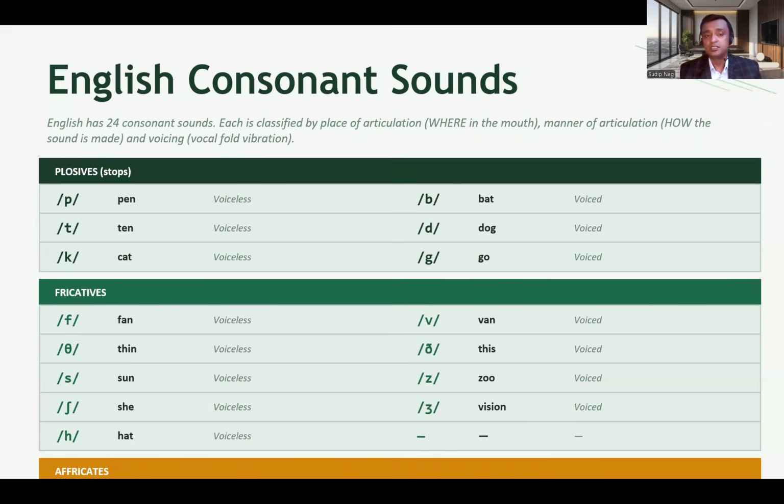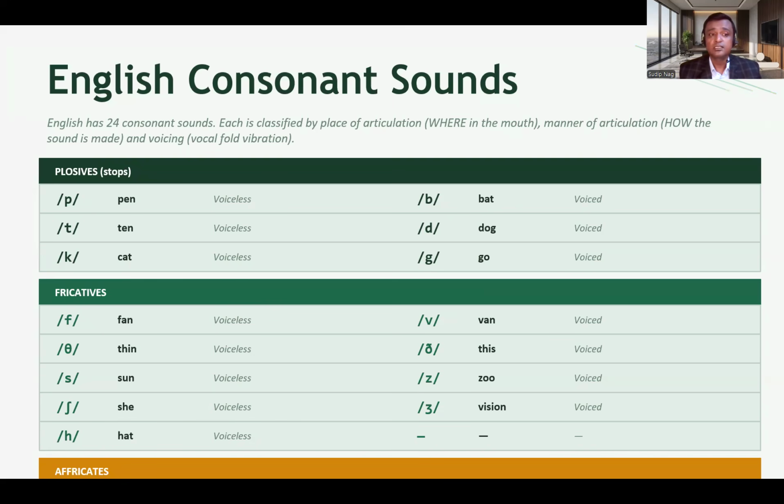Now let's come to consonant sounds. We have 24 consonant sounds. In these we have plosives, where the speech organs are completely blocked and the sound is produced with obstruction, and you don't hear much, voiceless. Whereas with the speech organ blocked, you can also hear the sound, like "ba," so voiced.